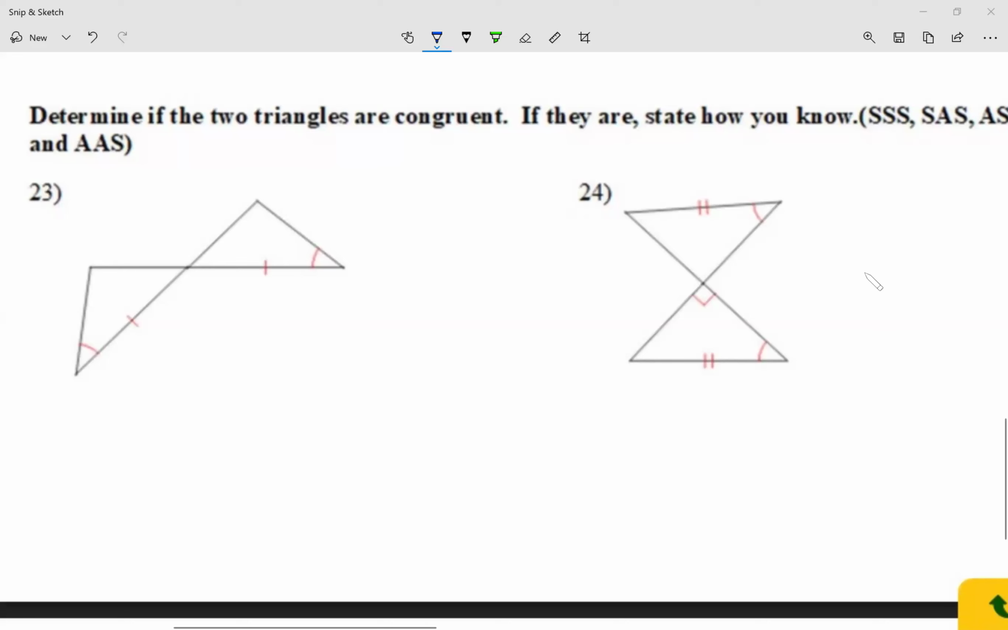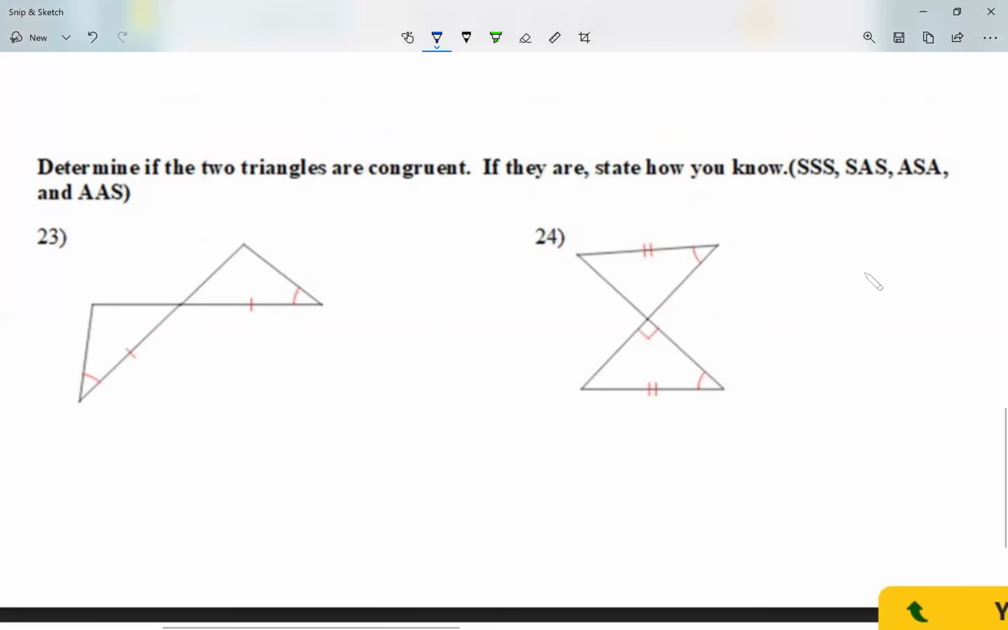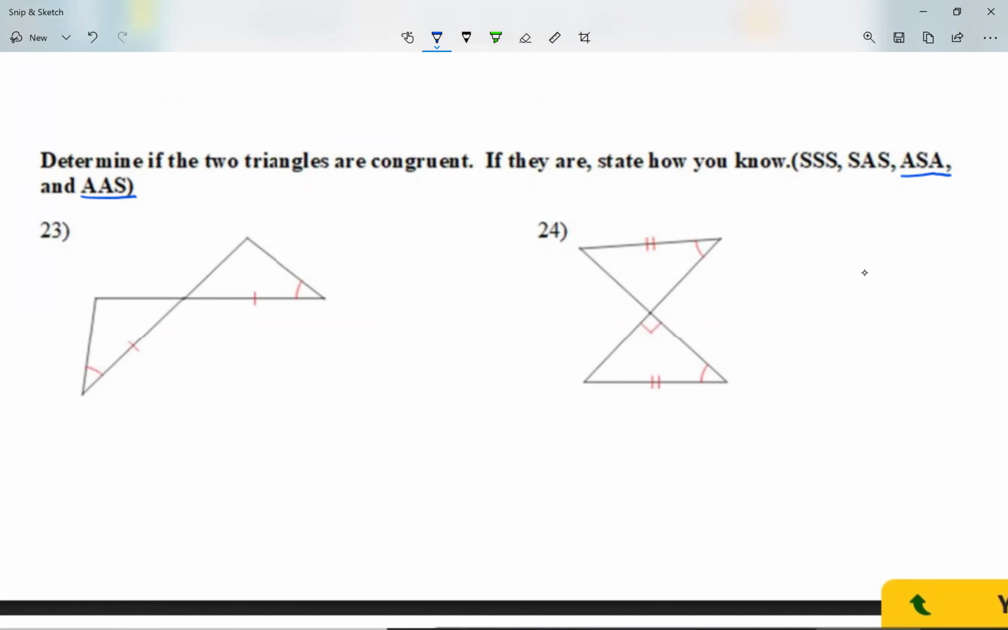Okay, so now we're going to expand our knowledge. We talked about side, side, side, and side, angle, side last time. But now let me include two new rules: angle, side, angle, and angle, angle, side. In both new rules, you need two angles and a side. For angle, side, angle, you need two angles and the side in between. For angle, angle, side, you need two angles and the side not in between.